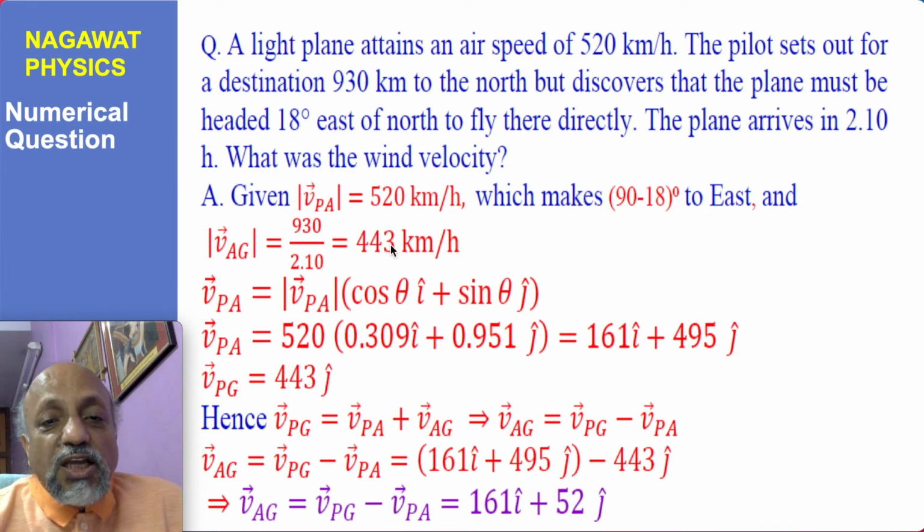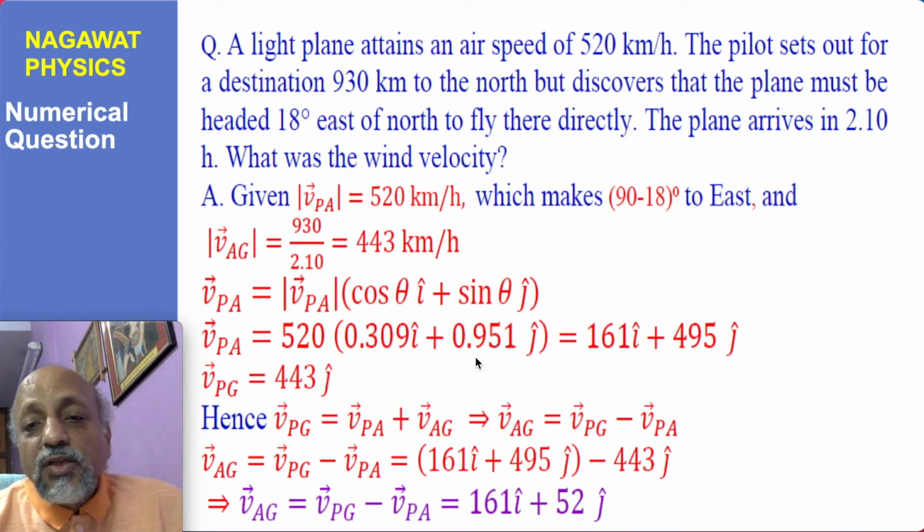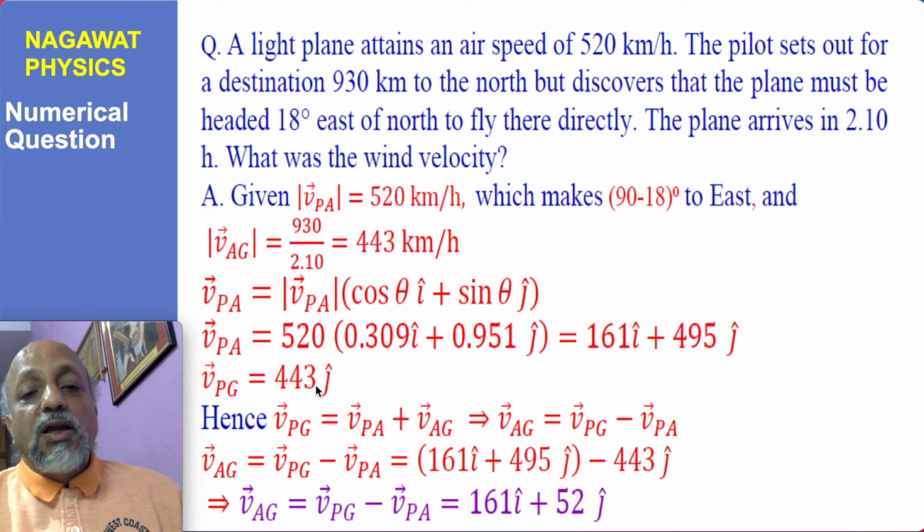Now this is the information given, and I can write VPA as VPA cos theta i plus sin theta j. VPA is given as 520, so cos 72 is 0.309 and sin 72 is 0.951. So I have substituted and expressed VPA in vector form. VPG is in the j direction because the destination is in the north direction, so VPG is 443 j, and the speed 443 is obtained because it takes 2.10 hour to cover 930 kilometers, giving 443 kilometer per hour.